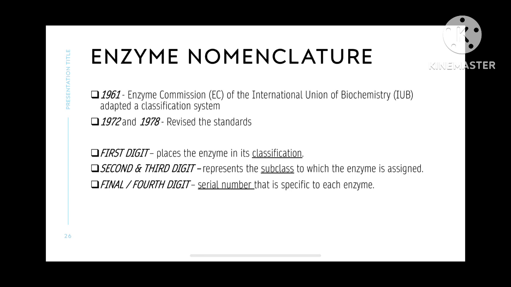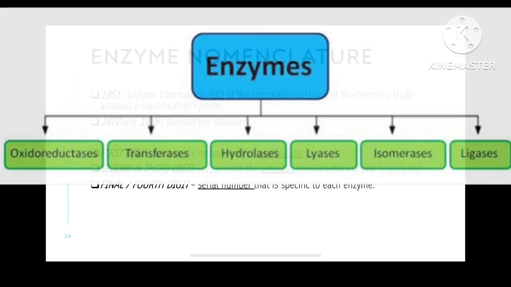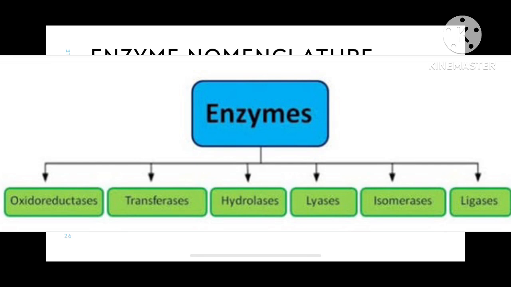In addition to naming enzymes, the IUB system identifies each enzyme by an EC numerical code containing 4 digits separated by decimal points. The first digit, class, places the enzyme in its classifications. So, there are 6 classifications: oxidoreductases, transferases, hydrolases, lyases, isomerases, and ligases.